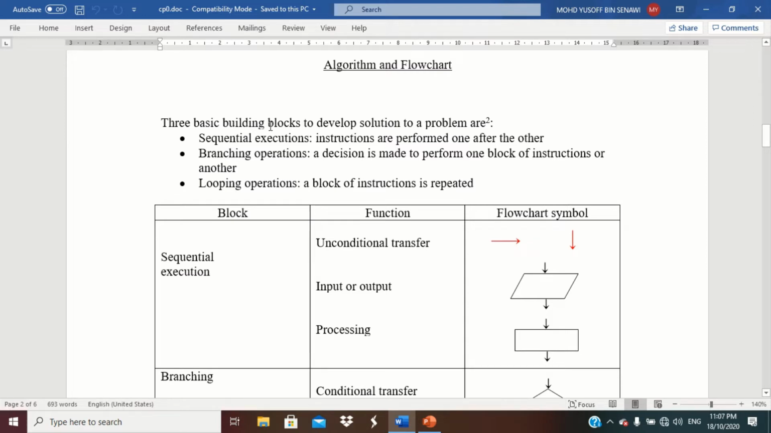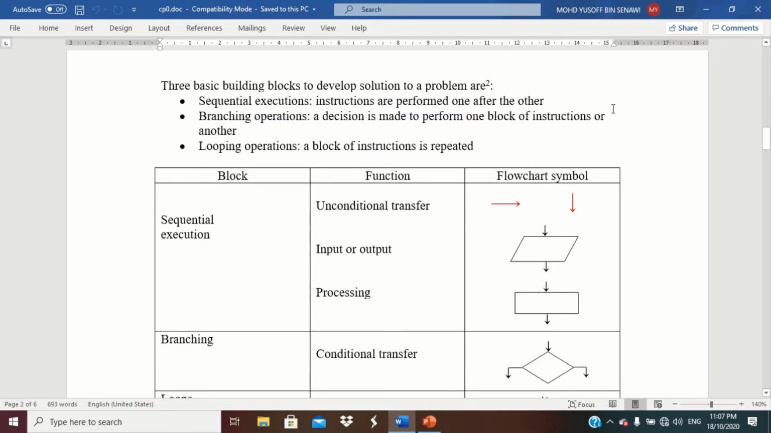For any problem, the solution involves any combination of these three basic building blocks. It may involve sequential execution, where instructions are performed one after the other. The solution may involve a branching operation. It may also involve a looping operation, where a block of instructions is repeated several times.